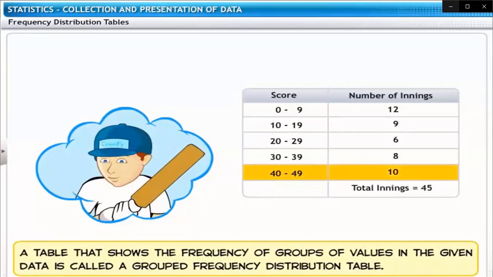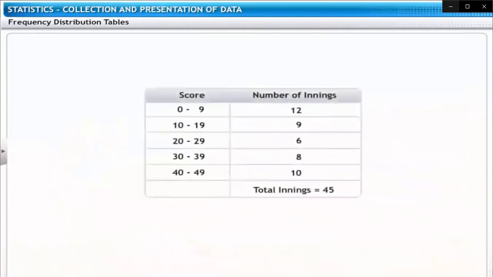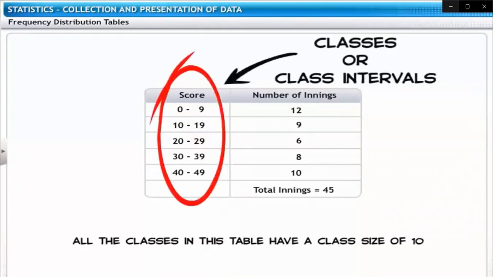So in the last 45 innings, we can represent the data very easily in such a way. The scores that he got in the last 45 innings, we can represent like that. So this is called a grouped frequency distribution table. In the first group, you can see 0 to 9, 10 to 19, 20 to 29, and the fourth one, 30 to 39. So we group the values in the given data to make different classes, or we can say different class intervals. So these groups are called classes or class intervals.